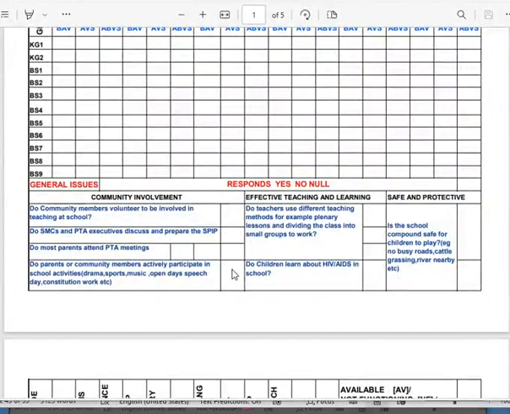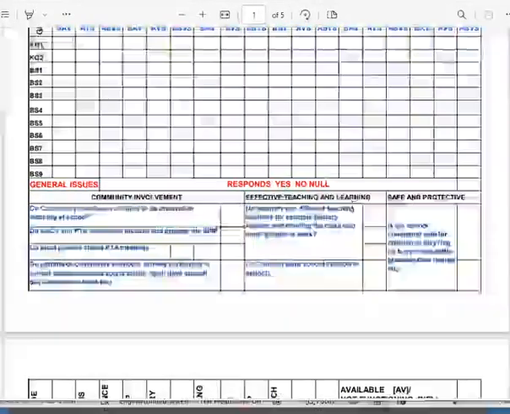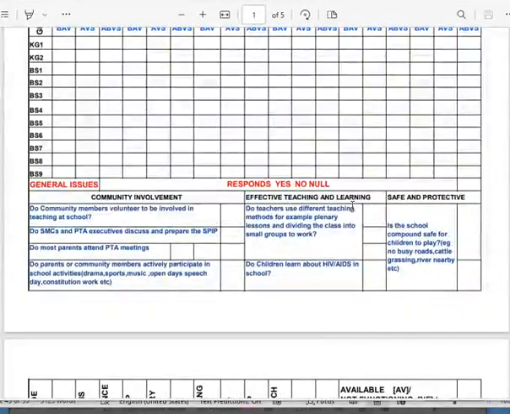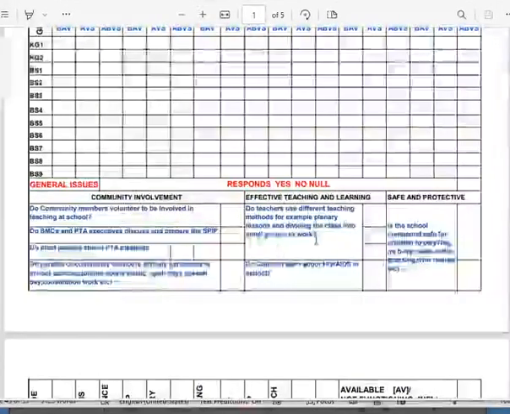Then you input the response. When you are done under community involvement, you move on to effective teaching and learning. We want to gather information on whether in the school we have effective teaching and learning. So here, do teachers use different teaching methods? For example, plenary lessons and dividing the class into small groups to work.